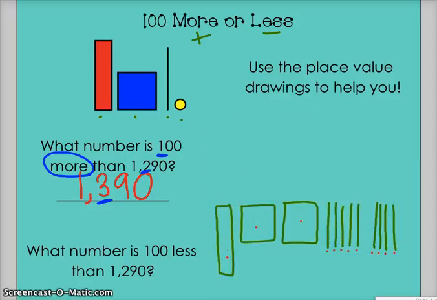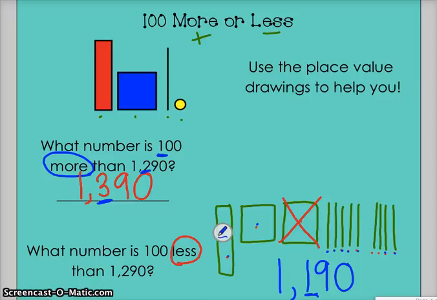It says, what number is 100 less than 1,290? Well, in order to do this, I need to take away 100 because it says less. So I'm going to put an X over one of my hundreds. Now I'm going to count the total. Remember, start on the right: 0 ones. I have 1, 2, 3, 4, 5, 6, 7, 8, 9 tens. I have 100 and I have 1,000. Again, my hundreds place changed and I'm working on hundreds.